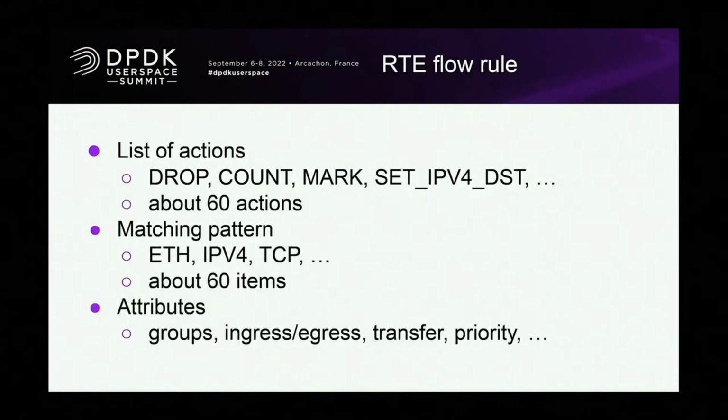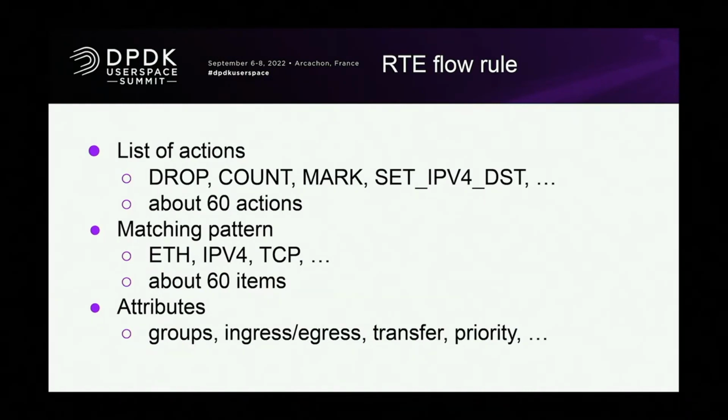Now if we look a bit more closely at the RTE Flow rule, we can see that it consists of three main parts. There is a list of actions, which defines the actions that are going to be applied to the packet. There are about 60 of those actions. Then there is a matching pattern, which also consists of up to 60 items. And then there are attributes, which can affect the rule behavior in the hardware. I'm not going to explain them all because this presentation has to take only 20 minutes and it would take at least 2 hours. But basically that's what RTE Flow rules are made of.